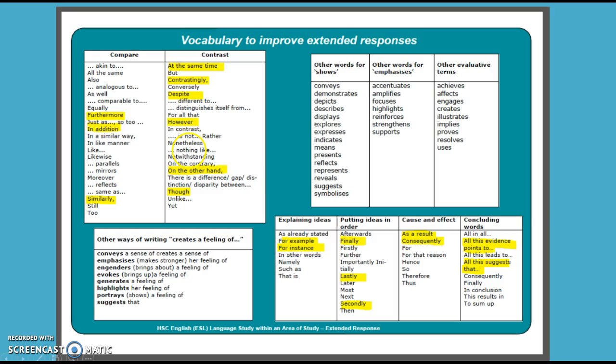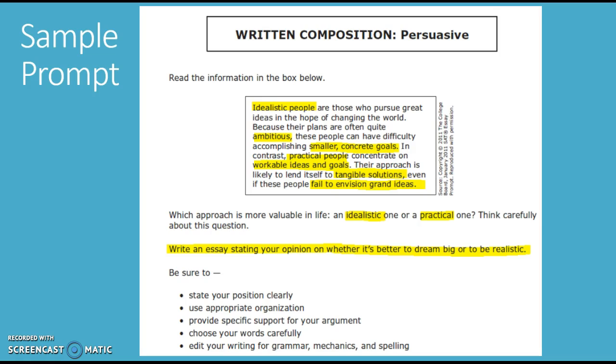And then when you get through all of your evidence, you can come down and use one of these concluding words. So these are great words to use when you're transitioning from one piece of evidence to another, or when you're trying to introduce your final points and your conclusion. So refer to this chart for help with that.